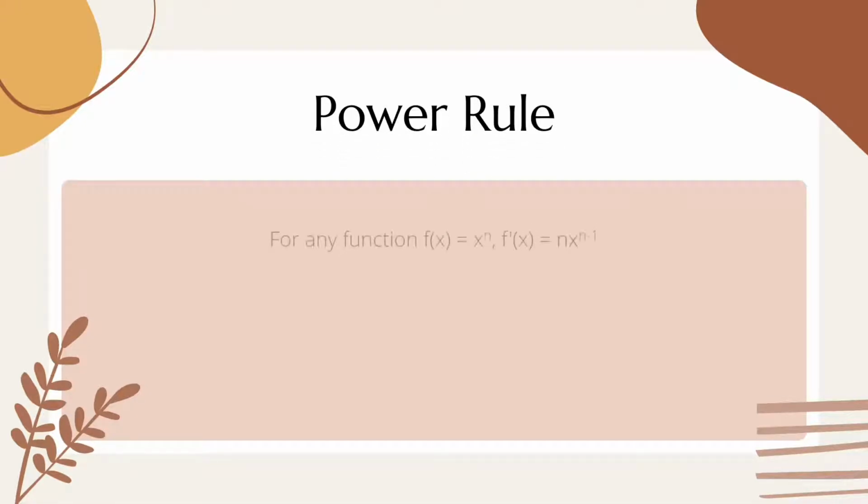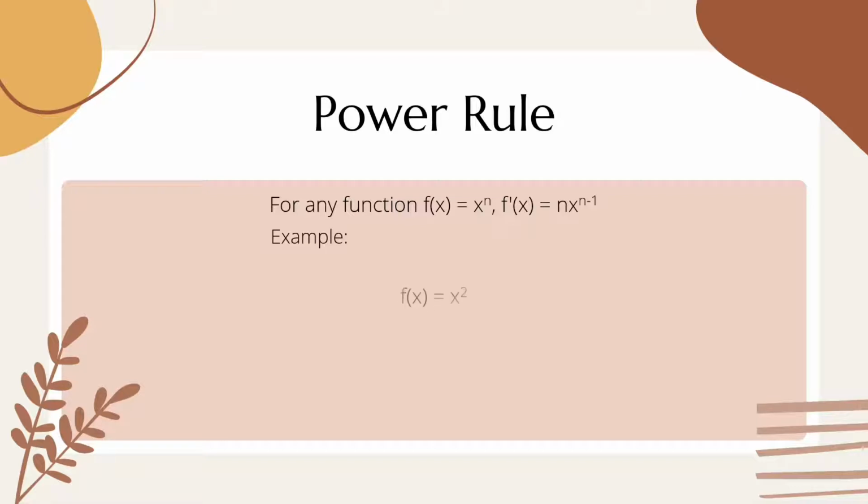Let's move on. The second rule is the power rule. The power rule states that for any function f of x equals x raised to n, its derivative would be nx raised to n minus 1. Let's have an example. Here we have f of x equals x squared. To get its derivative, we bring down the exponent, then reduce the exponent by 1. In this case, that would be 2x raised to 2 minus 1. We simplify and we will get 2x raised to 1, or simply 2x.